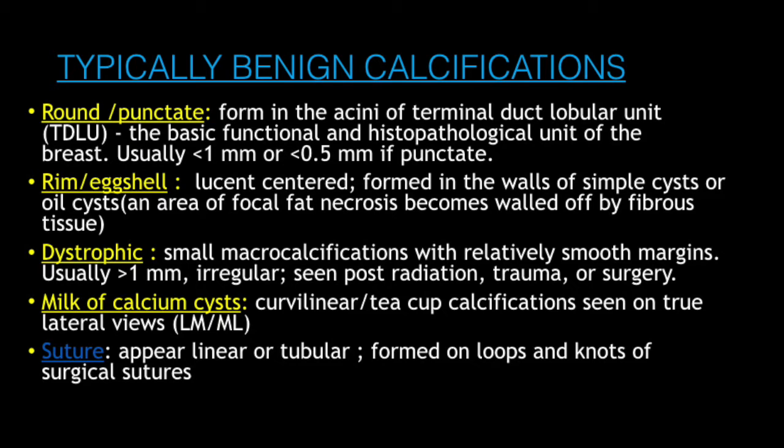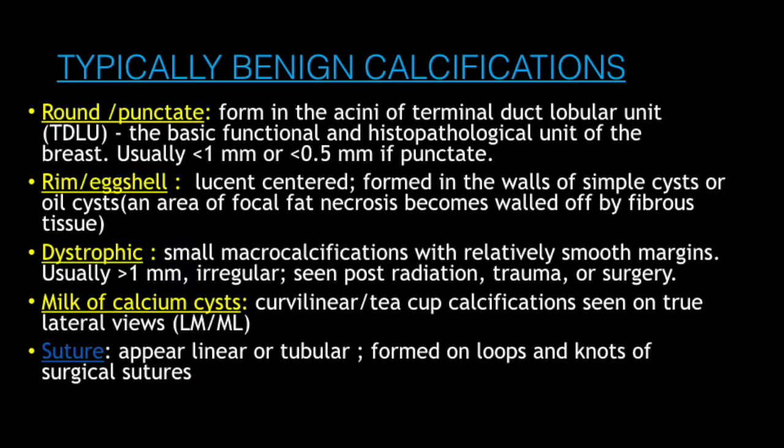Rim or eggshell calcifications are lucent centered, formed in the walls of simple cysts or oil cysts. So what is an oil cyst? It is an area of focal fat necrosis which becomes walled off by fibrous tissue.